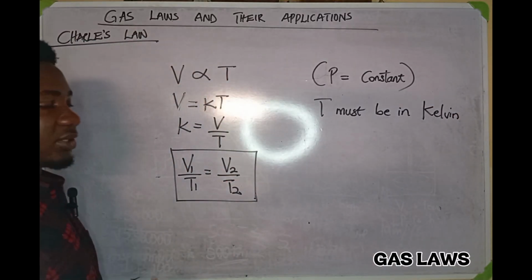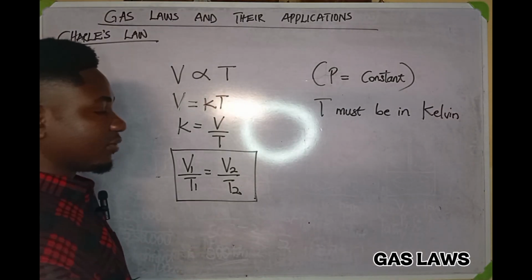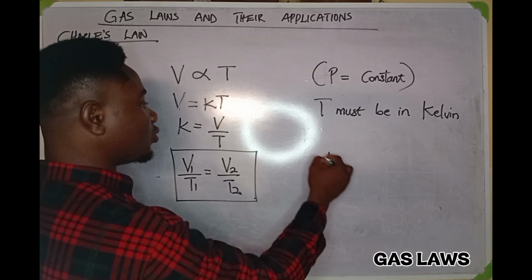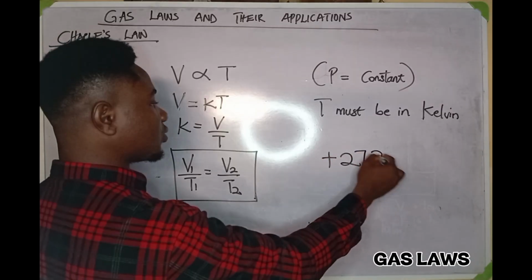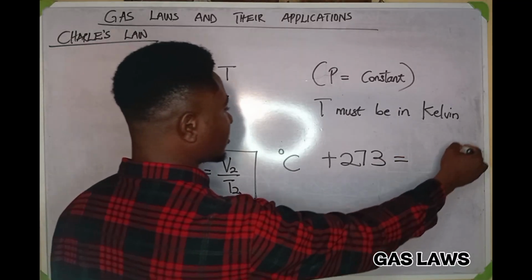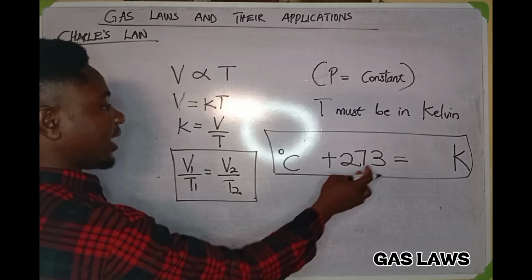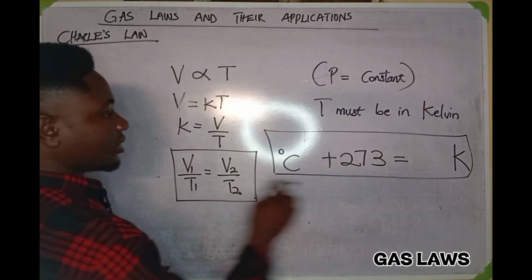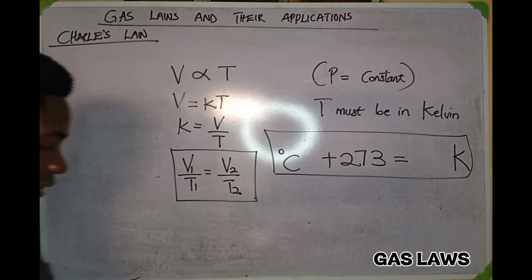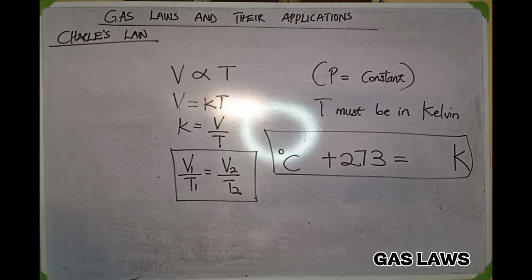So if you are given temperature in degrees Celsius, simply convert it to Kelvin. And how do you convert temperature from degrees Celsius to Kelvin? Simply add 273. When you add 273 to the degrees Celsius temperature, you get it in Kelvin. The result will be in Kelvin. Is that understood? Now quickly, I want to show you the graph of Boyle's law and the graph of Charles' law.